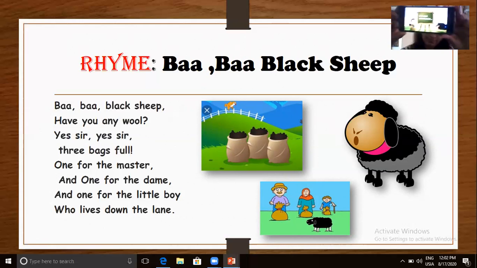Baba Black Sheep. Baba Black Sheep, have you any wool? Yes sir, 3 bags full. One for my master, one for his dame, and one for the little boy who lives down the lane.